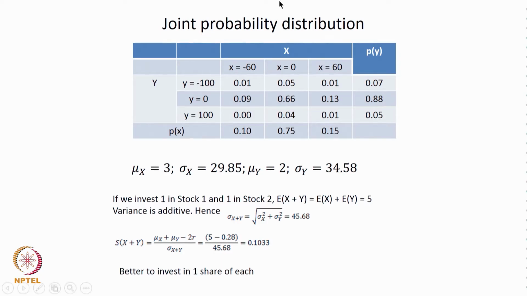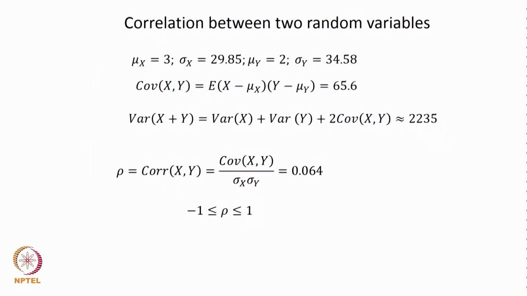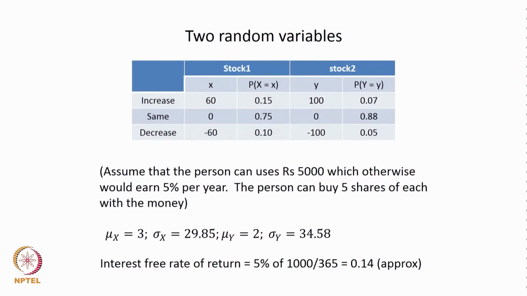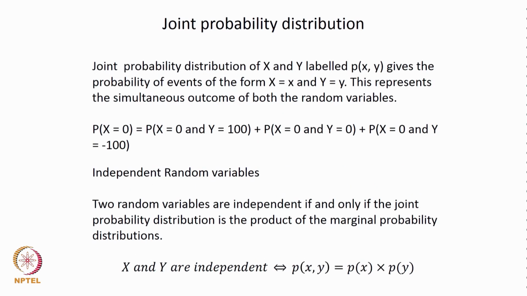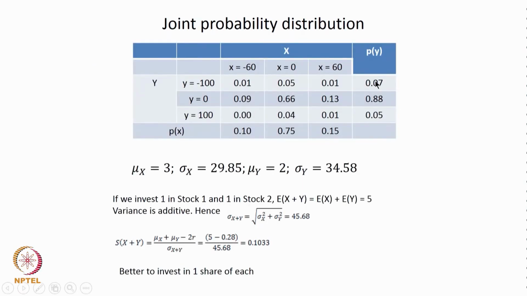Now, we look at the probabilities. Y equal to minus 100 has 0.07. Then we realize that for x equal to minus 60, x equal to 0 and x equal to plus 60, the probabilities add up to 1. So, we have 0.07 here, and then we multiply with the 3 probabilities, which are rounded off suitably so that we get 0.01, 0.05, 0.01, which becomes 0.07.